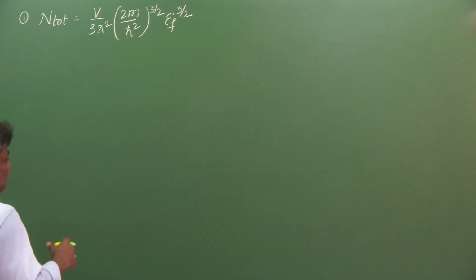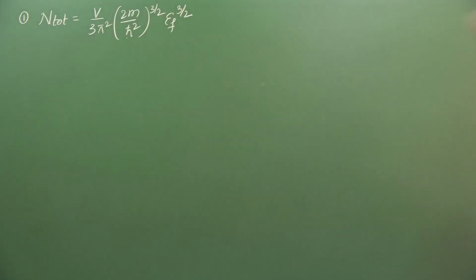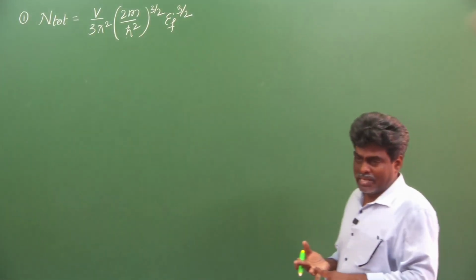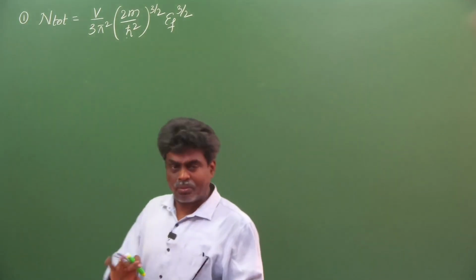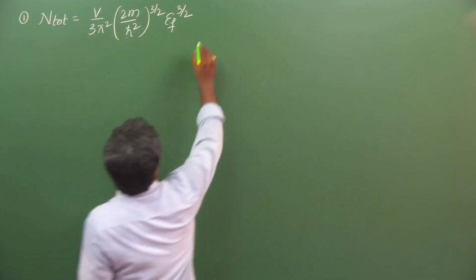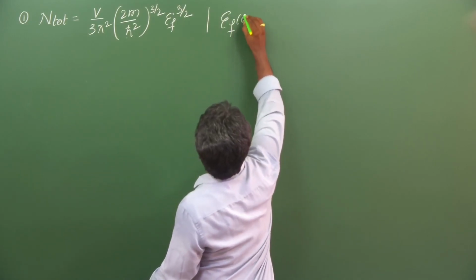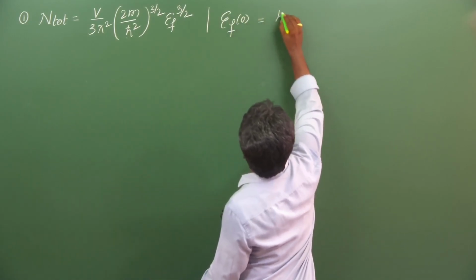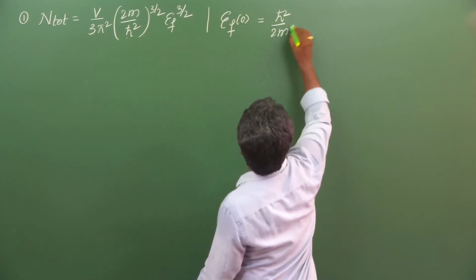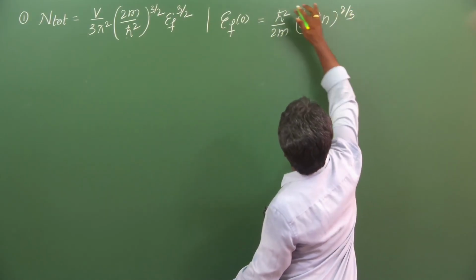So simply EF can be written as KBTF. EF can be written as half mVF square. EF can be written as PF square by 2m. Whatever you want, you just write. Okay, from this I got one beautiful expression, Fermi energy at 0 Kelvin: H cross square by 2m, 3 pi square n whole power 2 by 3.